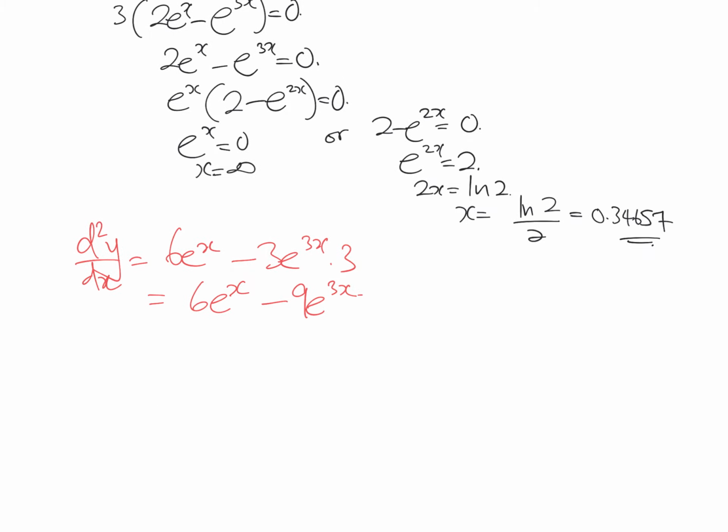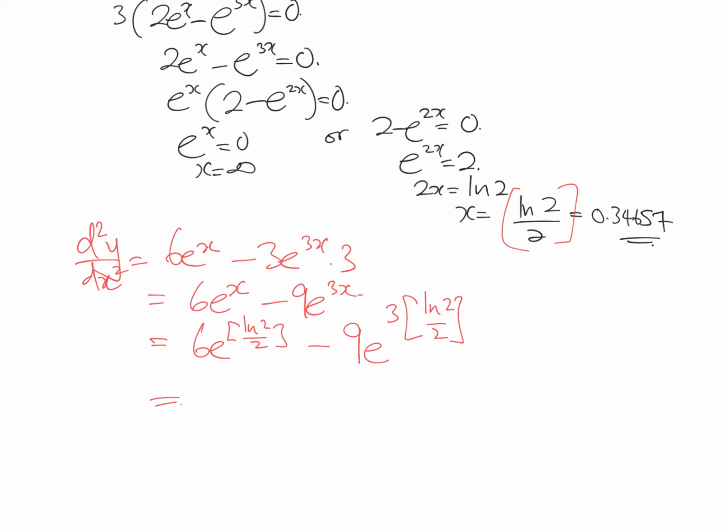Okay, to find out whether it's maximum or minimum, what I can do is replace the x coordinate, ln 2 over 2 or 0.34657, into the x, and if it's a negative value, then it will be a maximum stationary point. If it's a positive value for the double differentiation, then that will indicate that it is a minimum point. Okay, so let's find this. So 6e to the power of ln 2 over 2, and minus 9e to the power of 3 bracket ln 2 over 2.